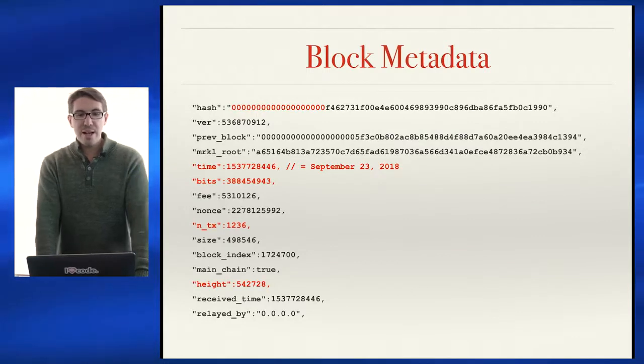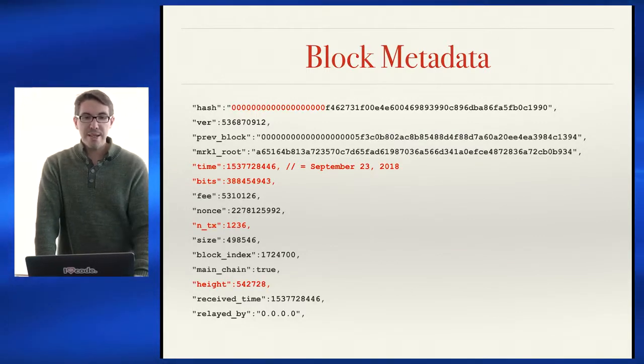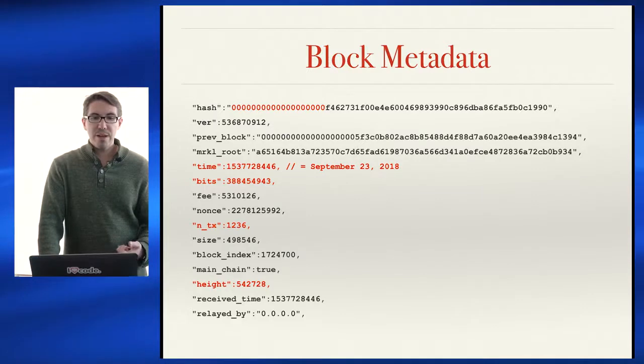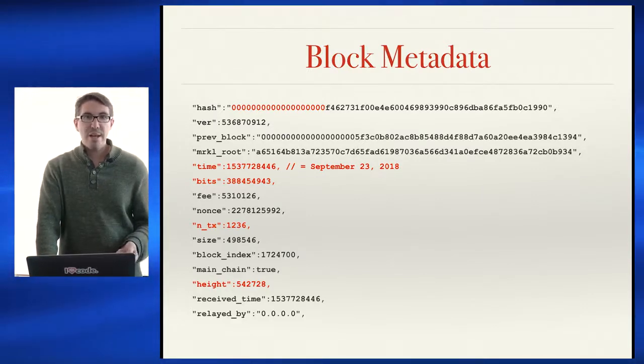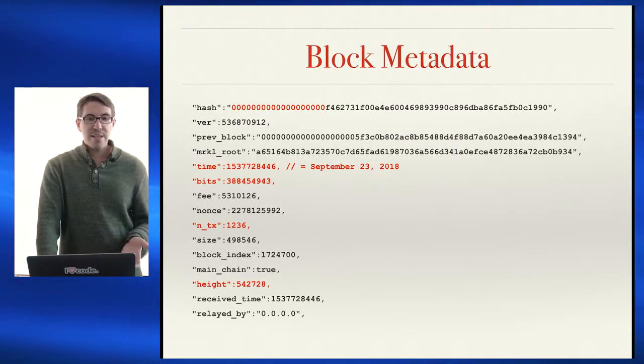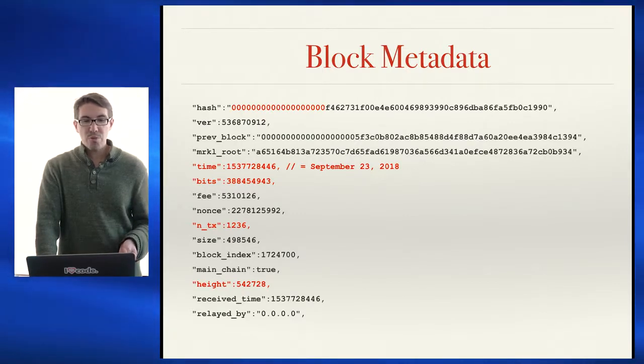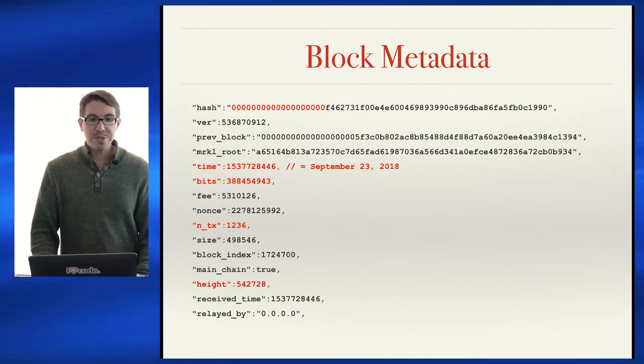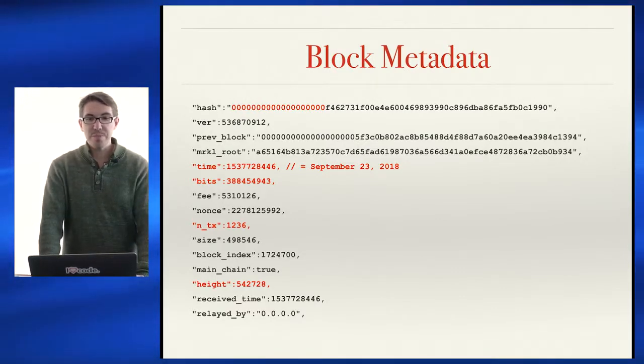So here is an example of some of the block metadata. And I have highlighted in red a few of the interesting aspects of this particular block. So we can see things like the previous block, that is the hash of the previous block, the Merkle root, the nonce, the total amount of fees included in the block, the size of the block. But let's take a look at that hash. You will notice that it starts with quite a few zeros, 19 to be precise.